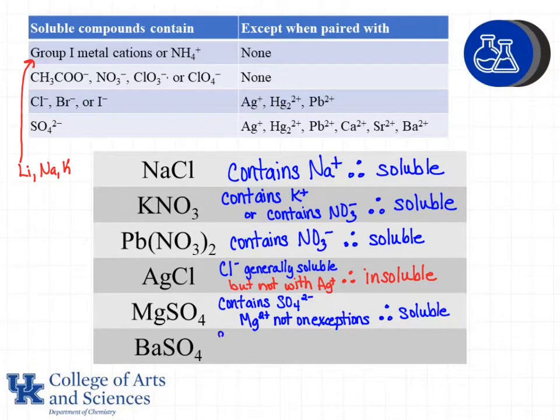Next, we'll look at BaSO4, or barium sulfate. We know that sulfate compounds are generally soluble. However, we see that barium 2+ is listed as an exception, and since it's an exception to the solubility rule, we know that this compound is going to be insoluble. When we see compounds containing any of the species in the left-hand column, we know that they are generally soluble. There are exceptions to these rules that you do need to know. This includes both the exceptions for the halides as well as for sulfates.